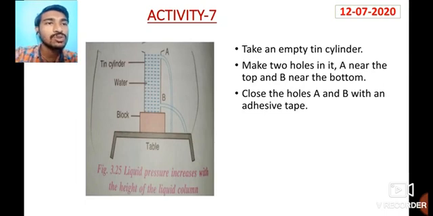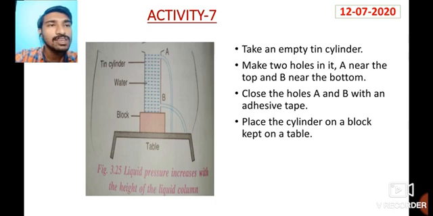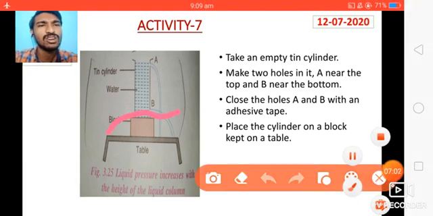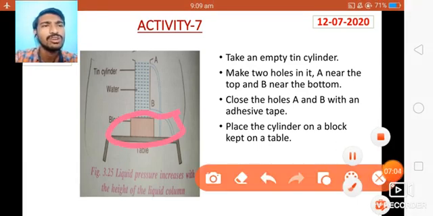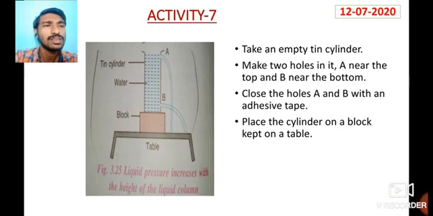Now close the holes A and B with adhesive tape. That means by using the tape we are going to close the holes A and B. Now place the cylinder on a block kept on a table. The block here can be a wooden block or a stone block. Now we are going to place the cylinder on a block which is kept on a table.